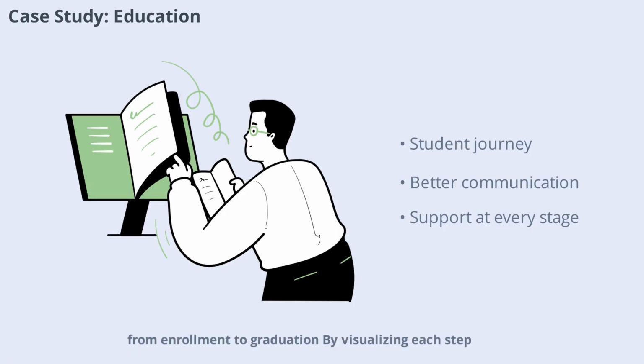Educational institutions use service blueprints to map the student experience, from enrollment to graduation. By visualizing each step, schools can improve communication, streamline administrative tasks, and enhance learning outcomes. This ensures that students receive the support they need at every stage of their journey.